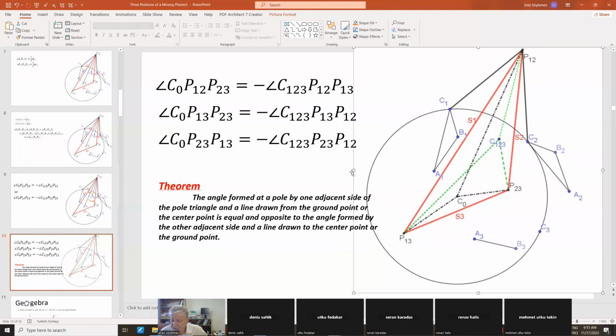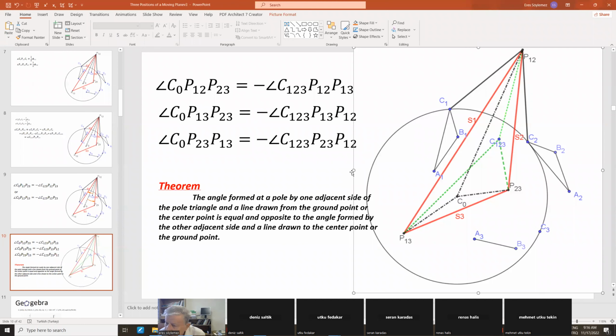Now, this we state as a theorem. The angle formed at a pole by one adjacent side of the pole triangle and a line drawn from the ground point or base point or the center point is equal and opposite to the angle formed by the other adjacent side and a line drawn to the center point or the ground point. Those two are equal. Now, how can I make use of this?